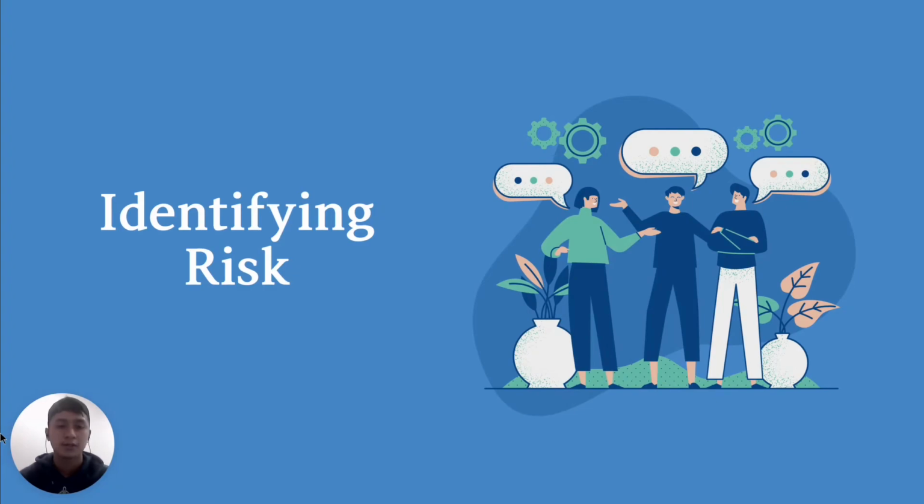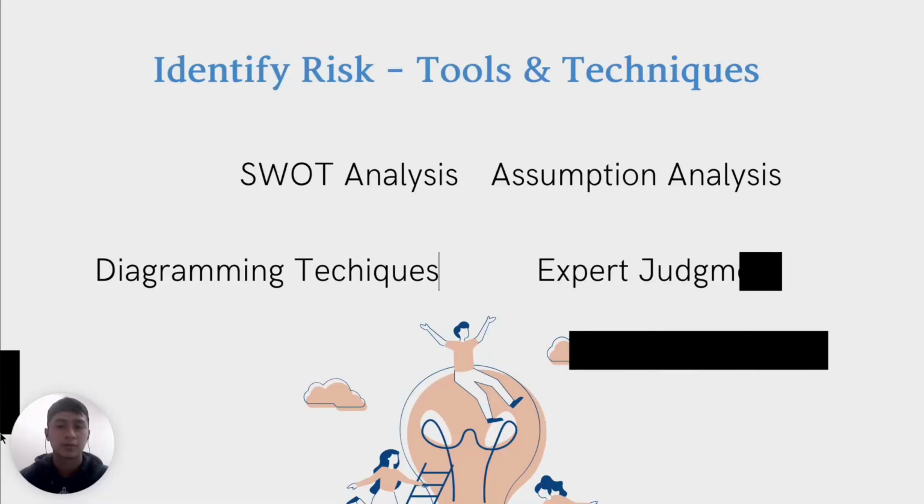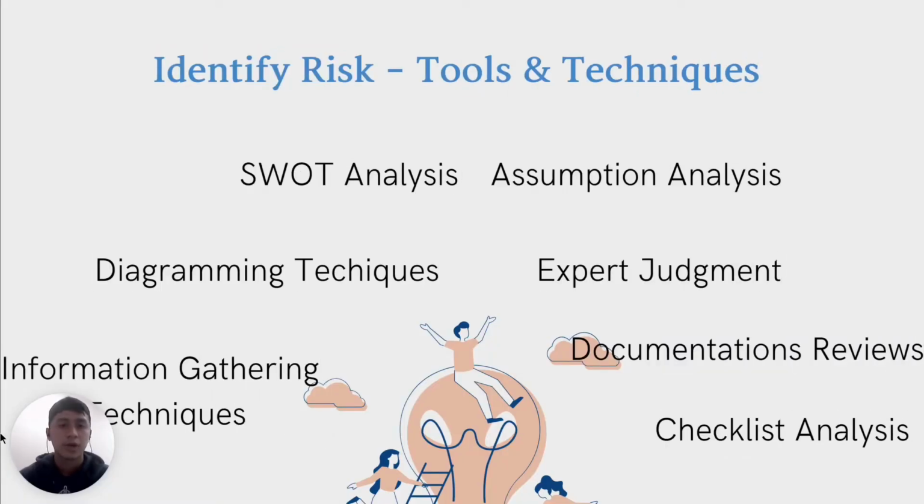Identifying risk. To identify the risk, 7 tools and techniques can be used: SWOT analysis, assumption analysis, diagramming techniques, expert judgment, information gathering techniques, documentation review, and checklist analysis. For this project, we will use assumption analysis, expert judgment, and information gathering techniques.